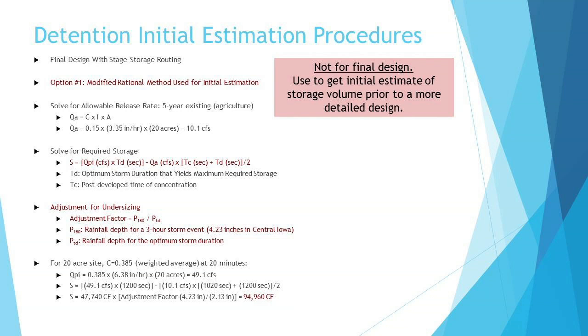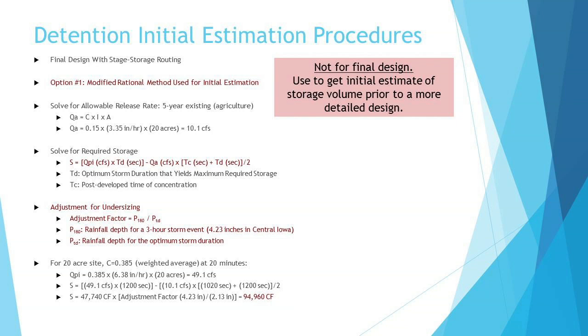We're going to solve for the allowable release rate from agriculture for one setting, because there are some communities that, if you look at the 100-year pre-settlement release rate, it may be higher than the 5-year ag rate. So there are some communities that may still say, we want you to maintain that 5-year ag rate because our storm sewer systems have been designed on that and we want to restrict that flow more. So we're going to use that in this case. We're going to solve for the required storage. We're going to add an adjustment factor to account for this small, intense rainfall setup.